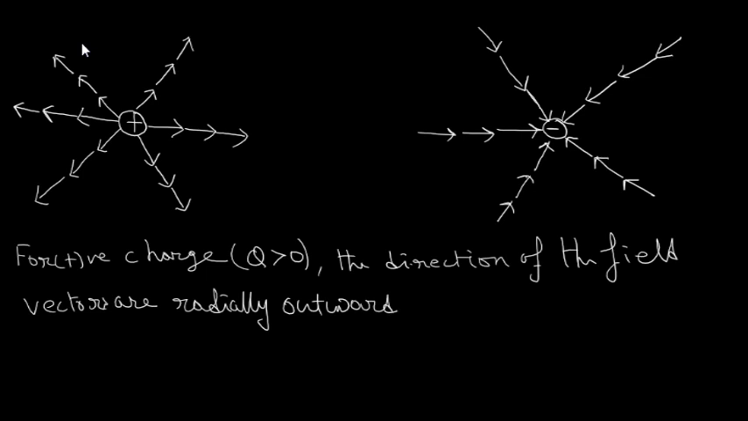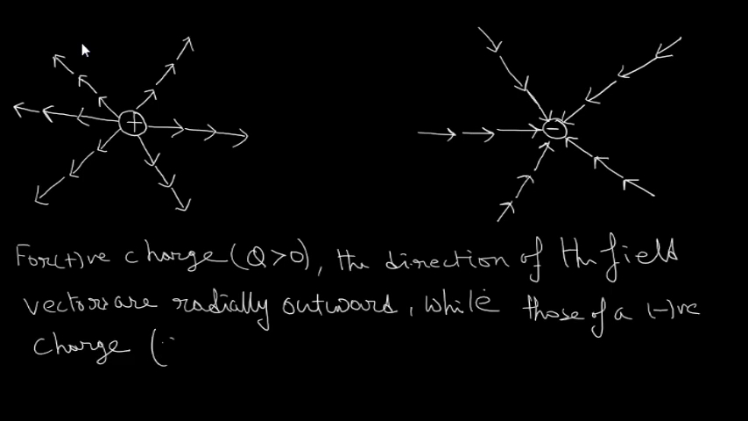while those of a negative charge, Q less than 0, are radially inward. The length of the arrow decreases, indicating the decreasing strength of the electric field as it goes away from the charge.